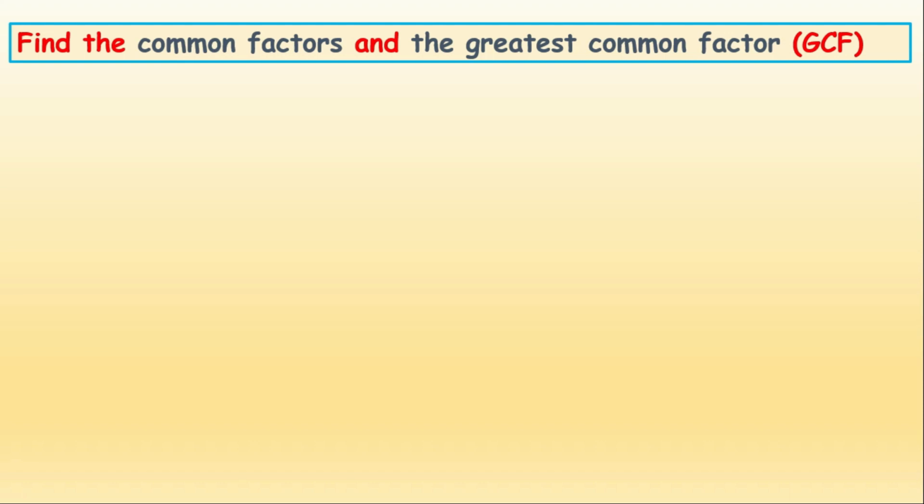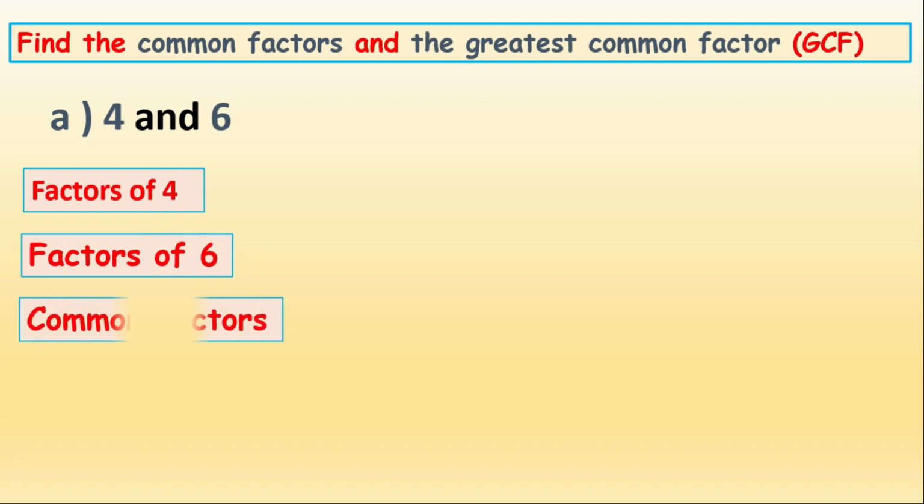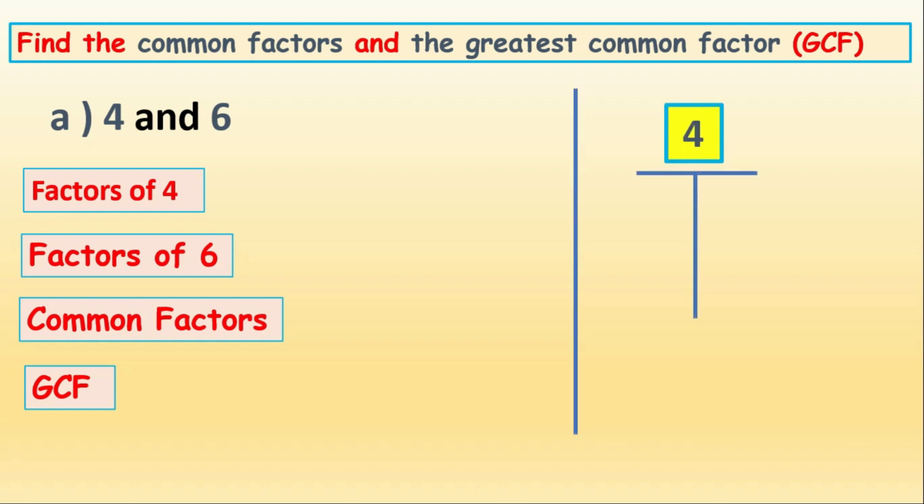Got it? So now let's find the GCF. Find the common factors and the greatest common factor, GCF. The first numbers are 4 and 6. Factorize, or find the factors of 4 and 6. Factors of 4, factors of 6, common factors, and GCF. Okay, then 4 equals what? 4 equals 1 times 4. Also 2 times 2. Got it?